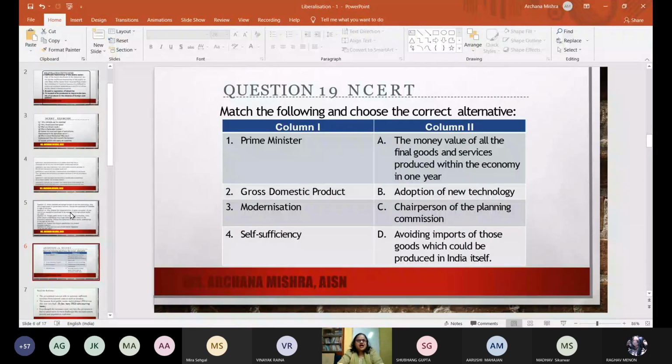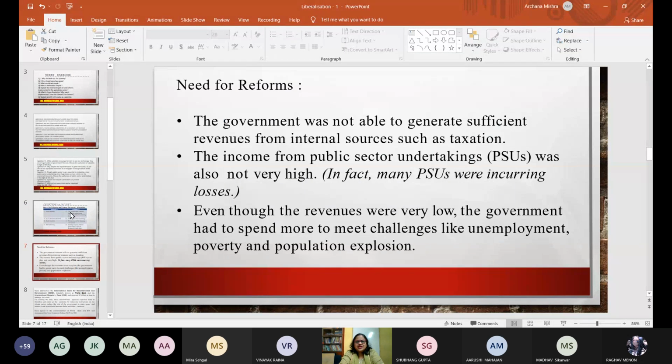All right, quickly give me the answer, children. What is the answer for this question? Prime Minister, is it B or C option? Quickly. C option. GDP, which option, A or D? Ma'am, A option. A option, very good. Modernization? B. And self-sufficiency. So children, you can get questions like these, and this is just a one marker. Matching is only one marker, children.